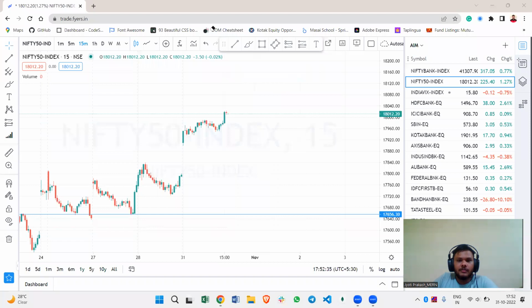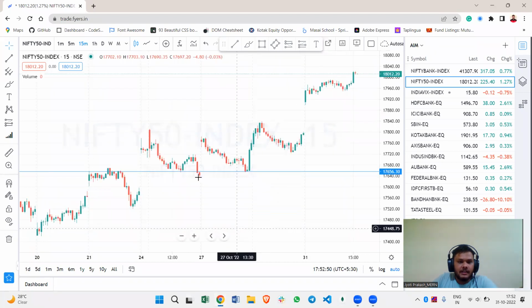But if it opens above 18,100, or in between 18,000 and 18,100, and if it shows any positive movement here, then you can take a trade for buying, and you can set your target to, as I said, 18,150 to 18,200. Okay, and that's it for Bank Nifty and Nifty.